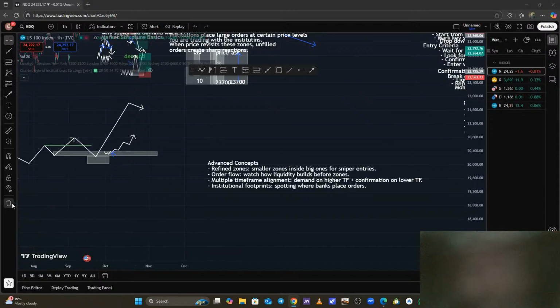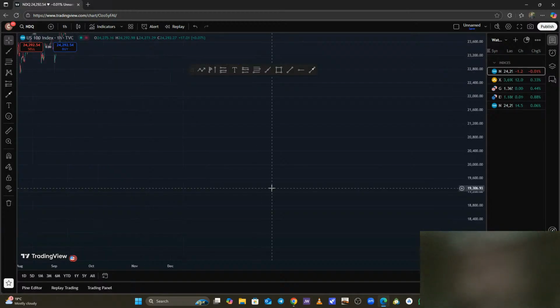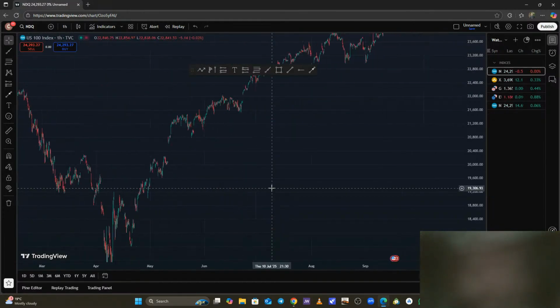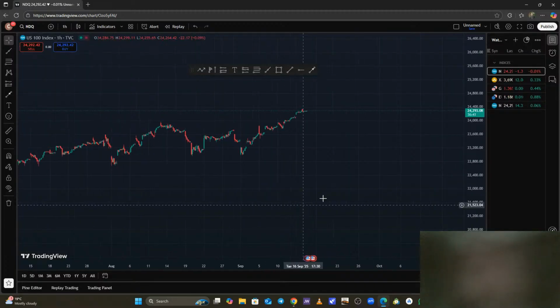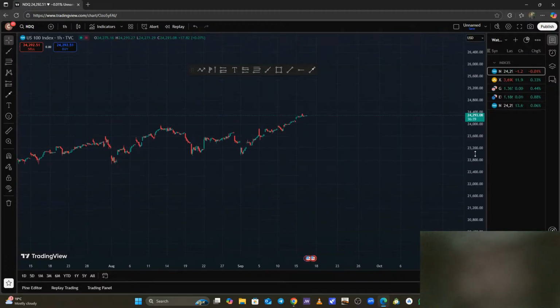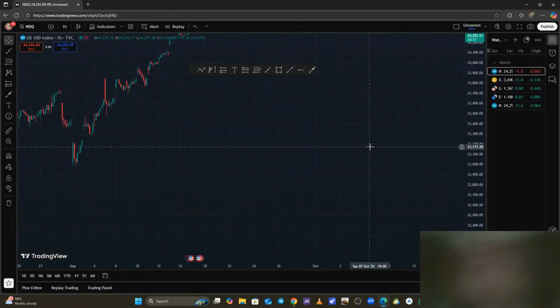Okay, I want to delete all the drawings here. So yeah, I just deleted all the drawings that were on this zone. So let me look at anything here if I can find a supply and demand zone inside this chart.